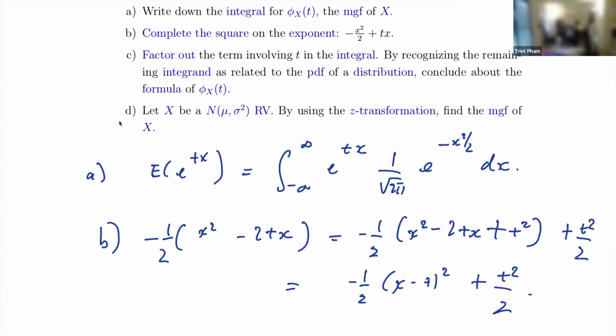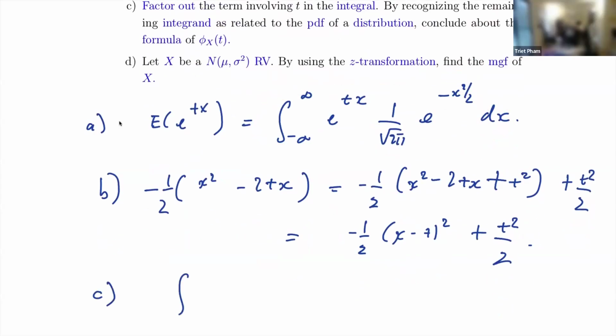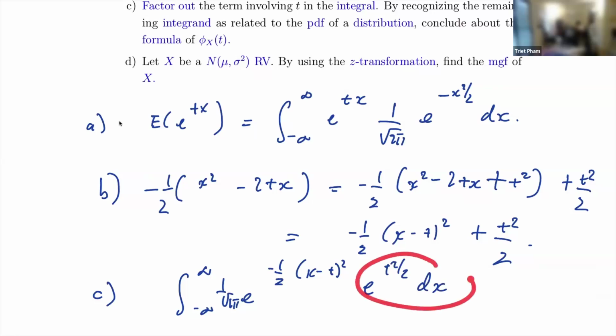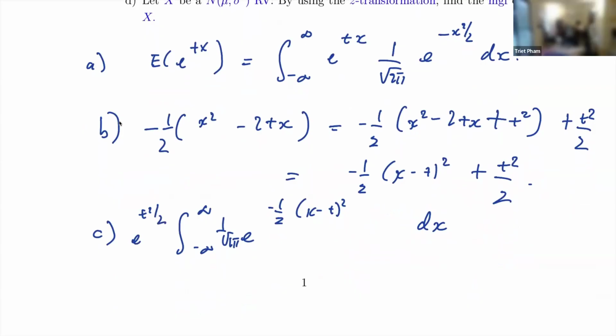All right, so the third step is basically use step B to calculate this integral. Because then the integral will become e to the minus 1/2 (x minus t) squared, 1 over root 2 pi, and then e to t squared over 2, dx. And because the integral is with respect to dx, this term is a constant, so you can factor it out. And the claim is that you can evaluate this integral.